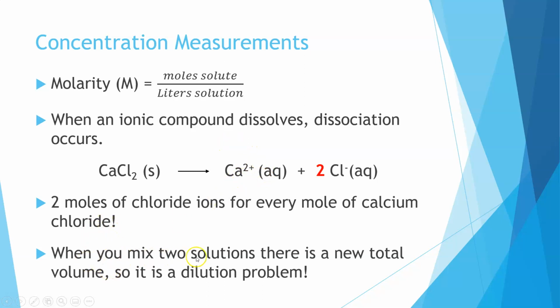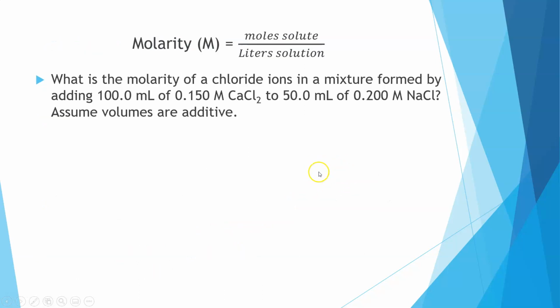Also, when you mix two solutions, you get a new volume. So everything gets diluted. And so it becomes a combination of a mixing problem and a dilution problem. Here's what it might look like. What's the molarity of chloride ions in a mixture formed by adding 100 mL of 0.15 molar calcium chloride to 50 mL of 0.2 molar sodium chloride?